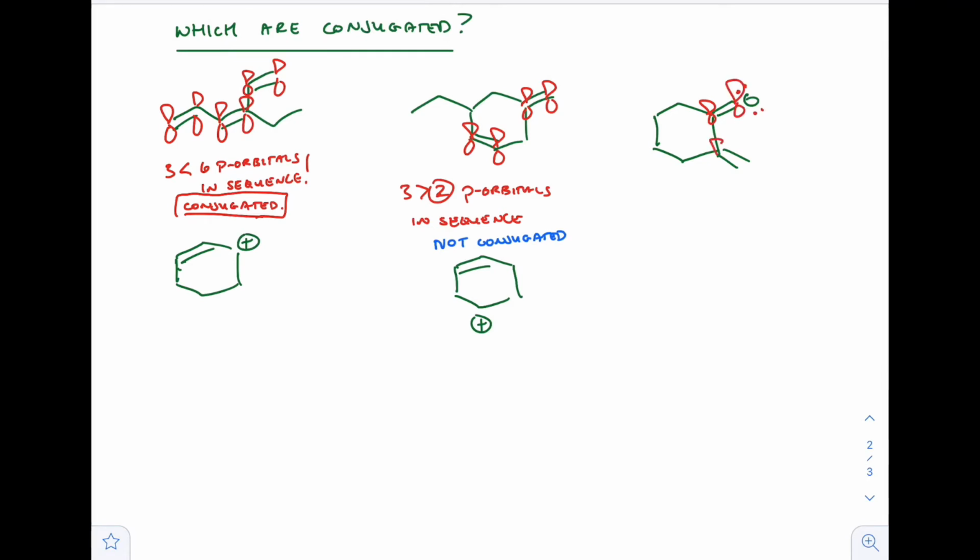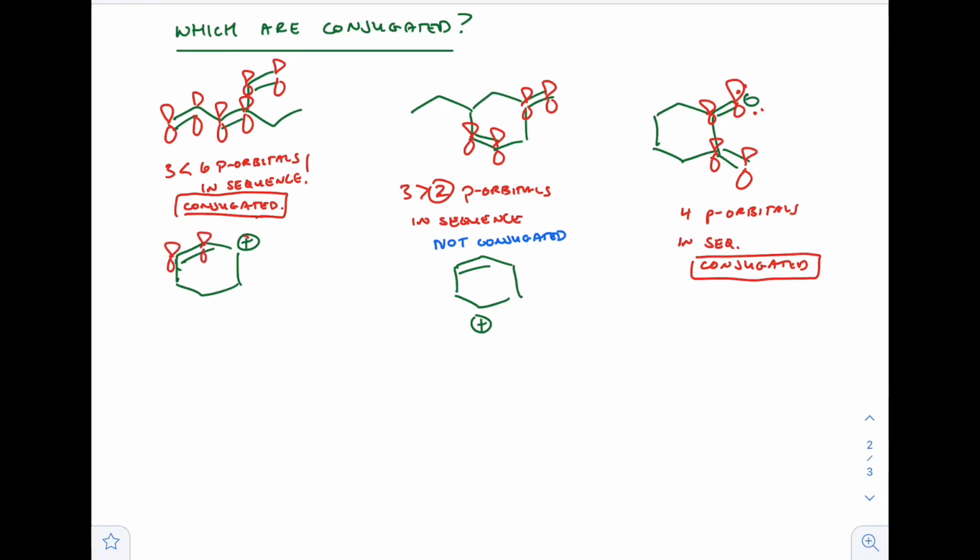All right, so we have this p orbital here, here, here, and here. That's 4 in a row. This one's kind of tricky just because of the orientation of it, and the oxygen's in there, and it's kind of weird. People get confused sometimes. So just remember, you have a pi bond.